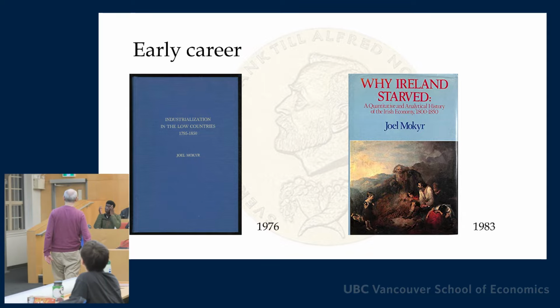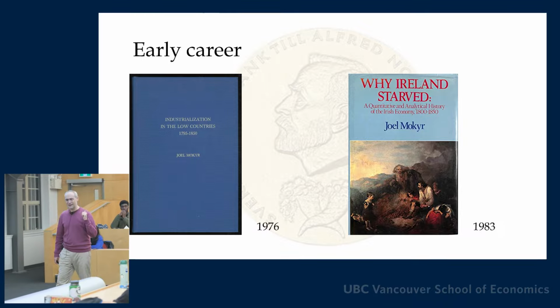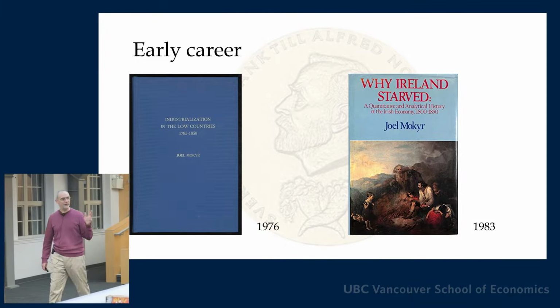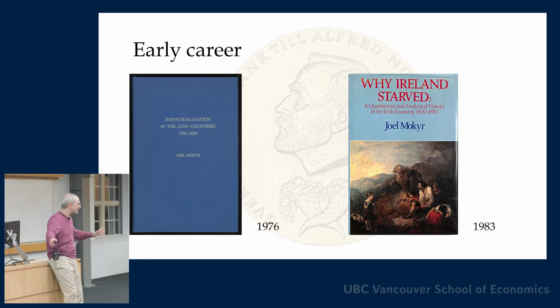So those are the early contributions. They are not mentioned at all in the Nobel Prize. Why do I talk about them? Because if Mokyr had not written a single page about industrialization and economic growth, he would still be today the foremost living scholar on the Irish famine. Okay? So again, that's the breadth of intellectual scholarship.